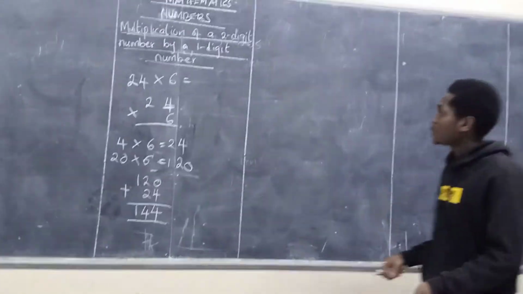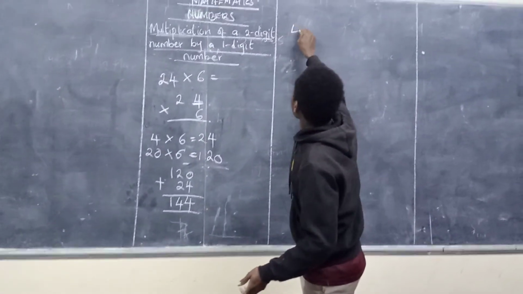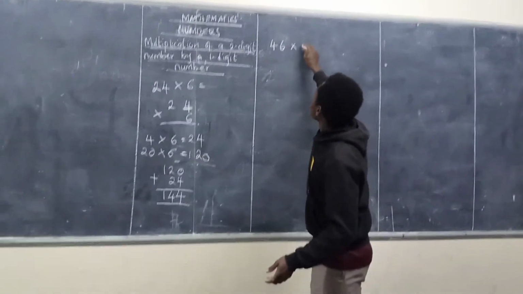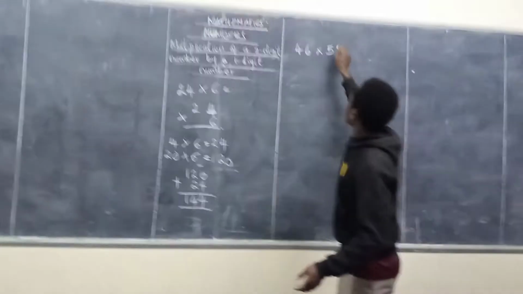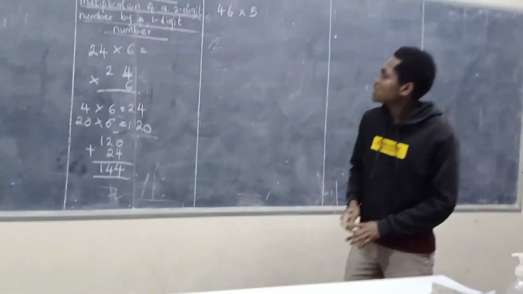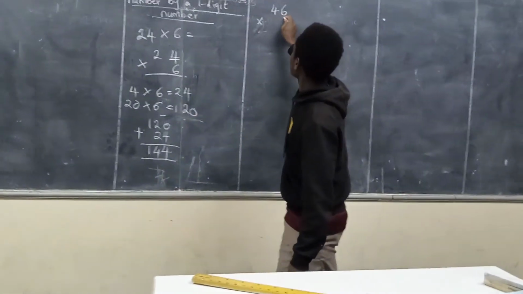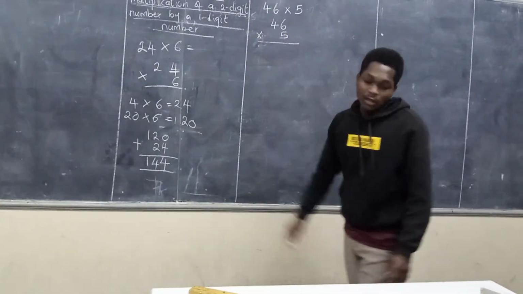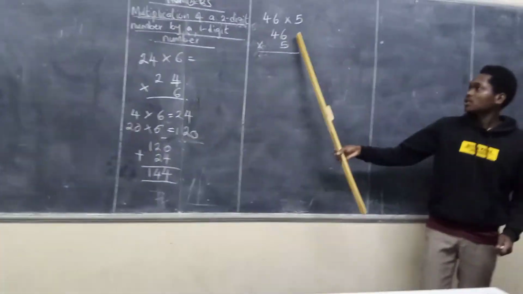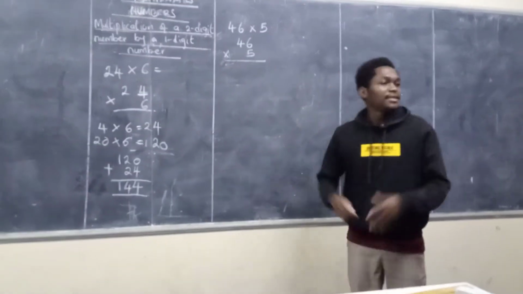That is, for example, a number such as 46 times 5. So the first thing we're supposed to do is we arrange. It will be 46 times 5. So I'm going to start with this side, which is 6 and 5. That is the ones side, 6 and 5.